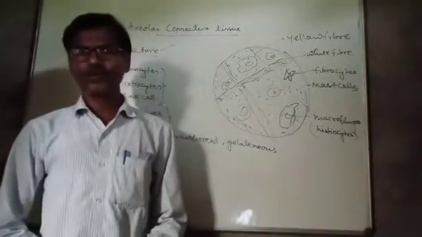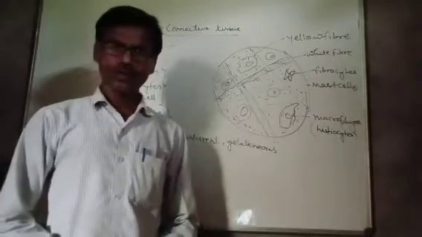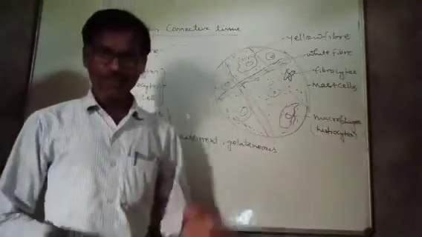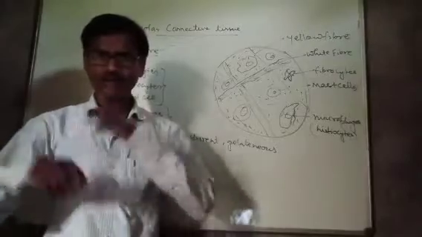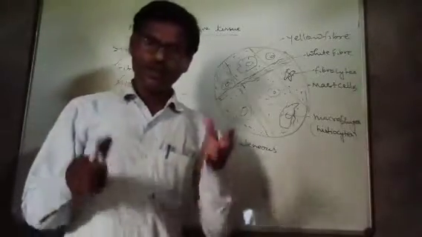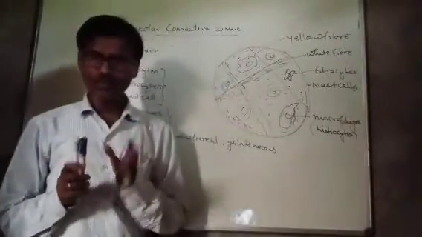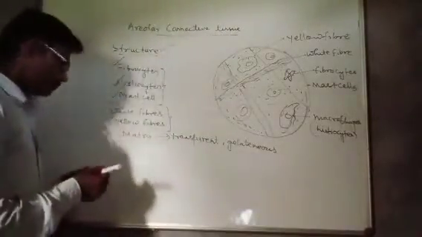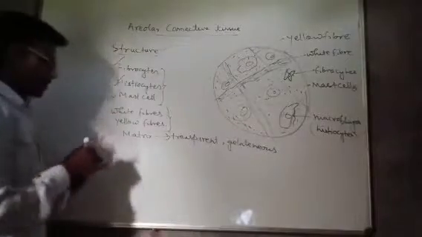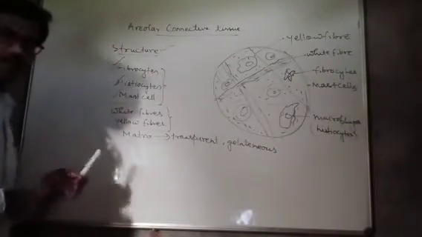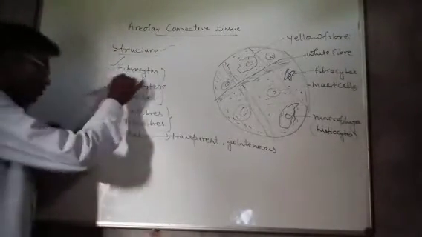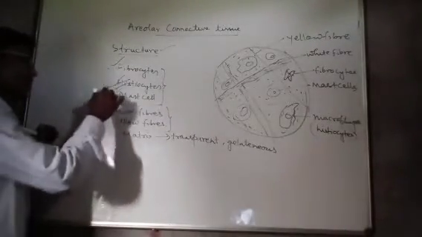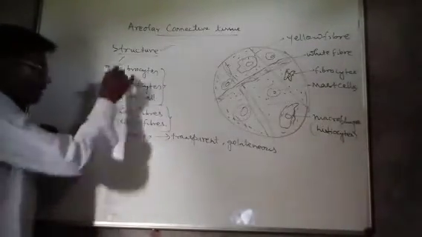I hope you have understood areolar connective tissue, right? The main points I would like to repeat once again. Areolar connective tissue is made of three kinds of cells. The cells are fibrocytes, histiocytes, which are also called macrophages, and mast cells.